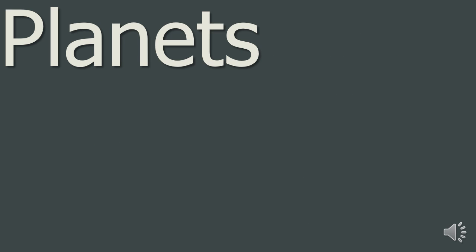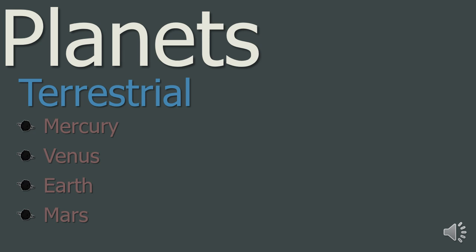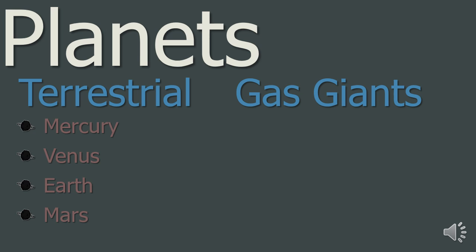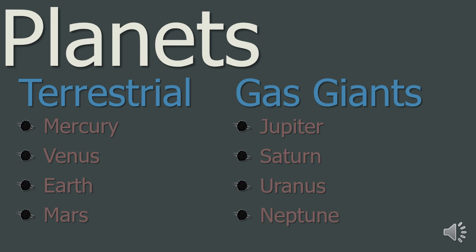There are 8 planets in total. In order of distance from the Sun, we have Mercury, Venus, Earth and Mars. These are the 4 terrestrial planets. These are rocky and closest to the Sun. Next we have the 4 gas giants. These are Jupiter, Saturn, Uranus and Neptune.